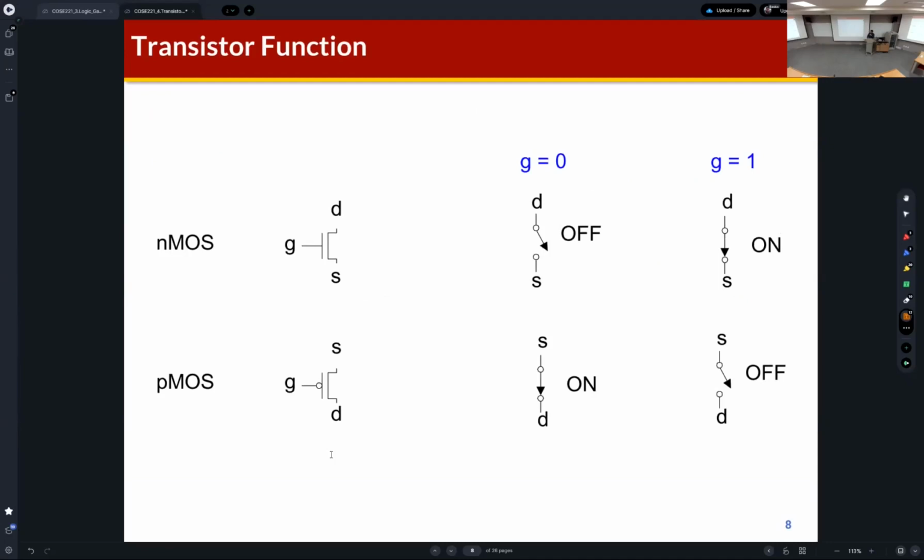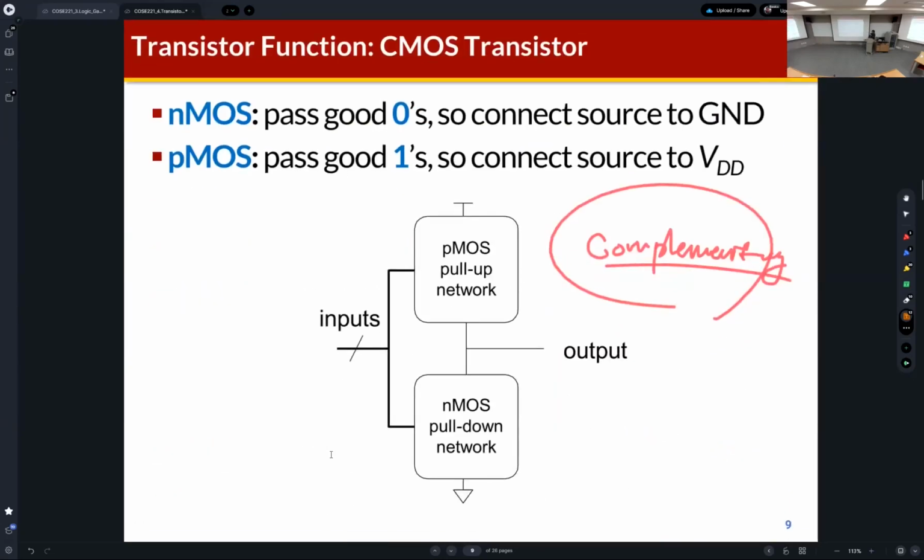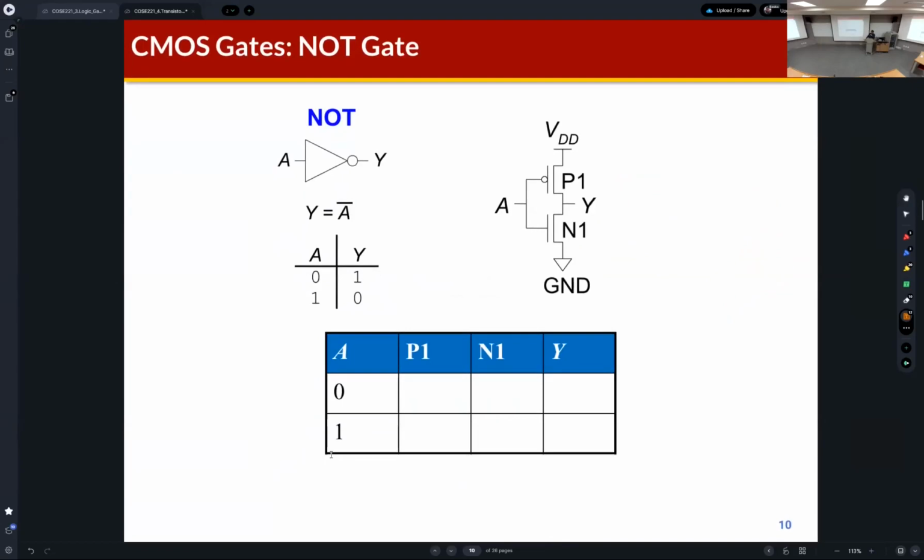Using transistors, the gate is connected to the input. So when the input signal changes, the operation of the transistors also changes. So we can build a basic gate using PMOS and NMOS transistors.